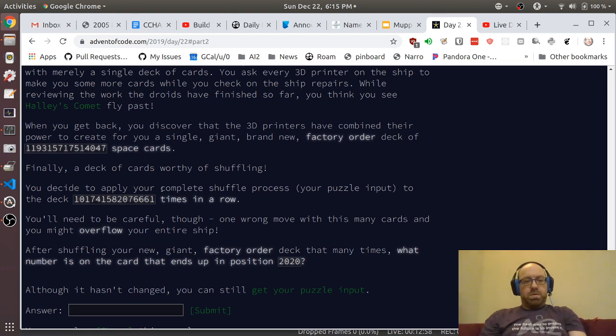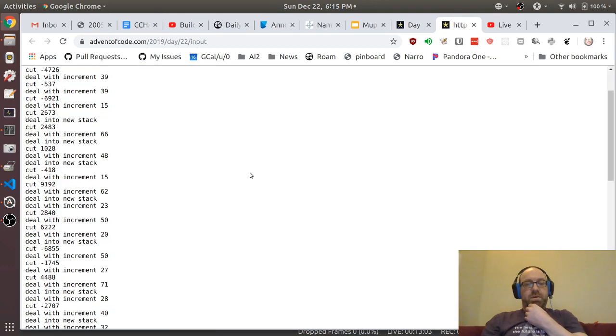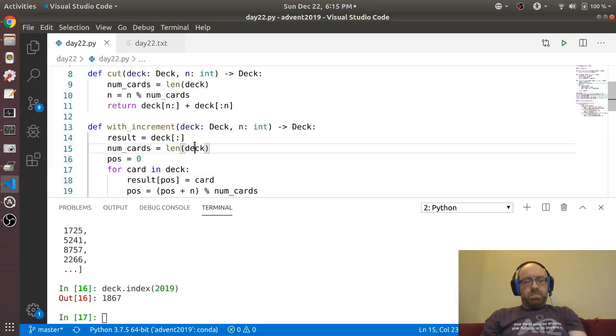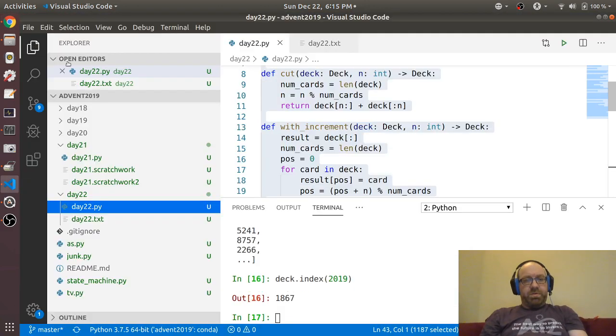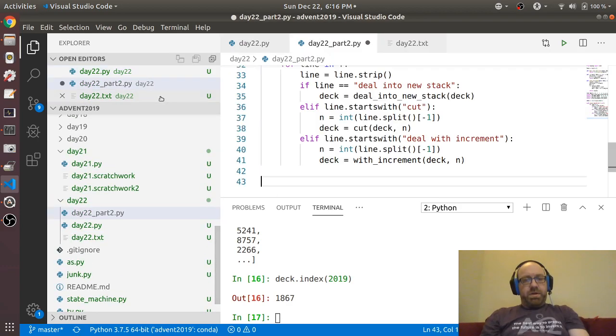Okay, so now we're gonna have to be more clever, like I figured, although I didn't figure. So let's think about this, and I'm going to make a new file because I'm going to mess everything up. Day22 part 2.py, put it in.